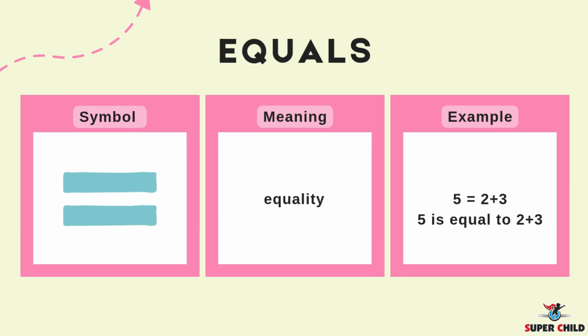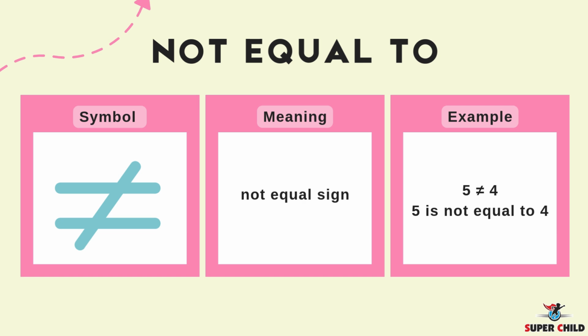Next we'll see is equals. So equals means equality. For example, 5 is equal to 2 plus 3. That is, 5 is equal to 2 plus 3. And the symbol of the equal sign is this sign.